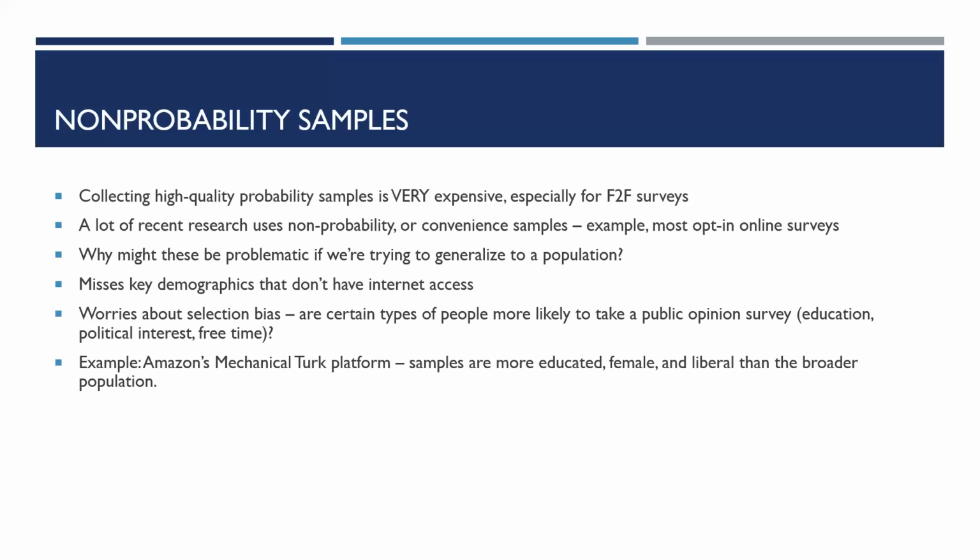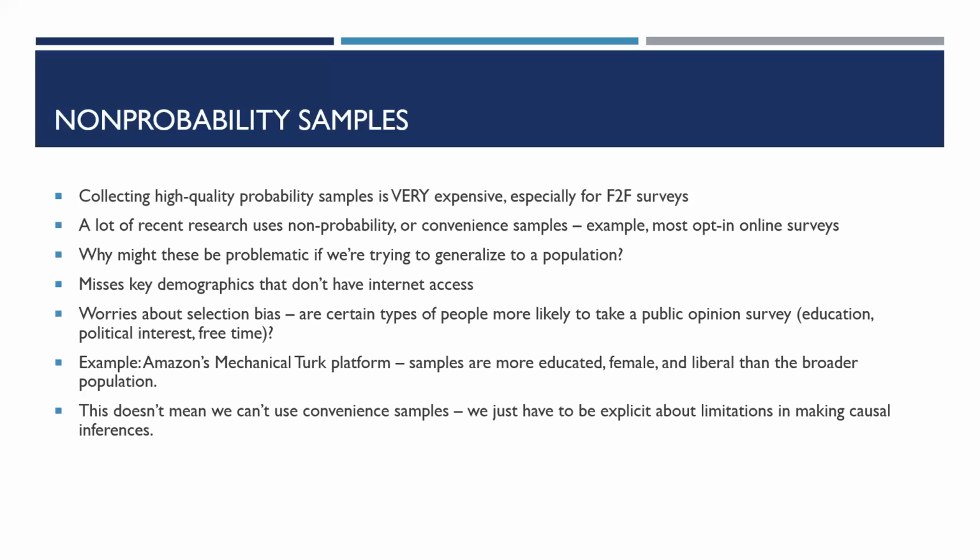And the reason for that is these samples, they're not representative. So we know from research that when we compare MTurk samples to the population at large, they're more educated, more female, more liberal than the broader population. So all of these, again, can create potential problems for generalizing. But as I mentioned here, this doesn't mean that we can't use them. We just need to be really specific about limitations in drawing causal inferences.